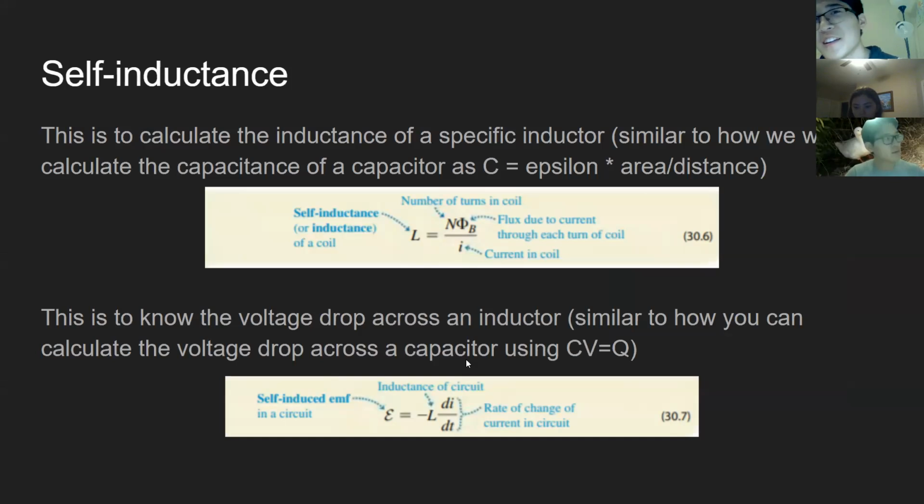The reason I included that slide, I don't think it's terribly important, but it is pretty interesting. This is the equation that tells you what the inductance of an inductor is. It's really analogous to a capacitor. Inductance is similar to how a capacitor has a capacitance. That's what self-inductance really is. But you don't really need to know this stuff.